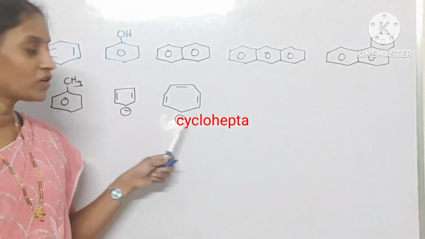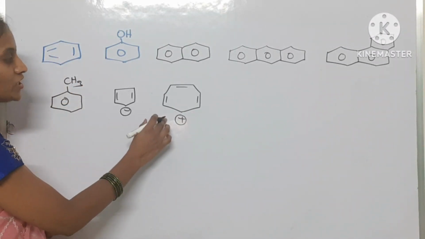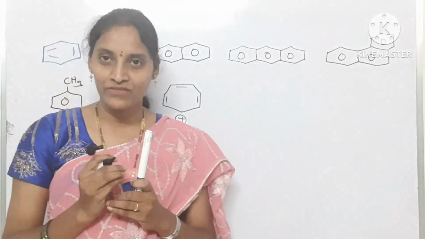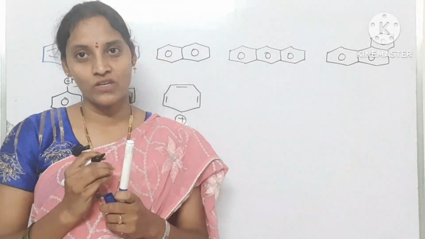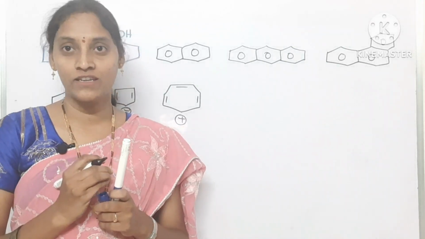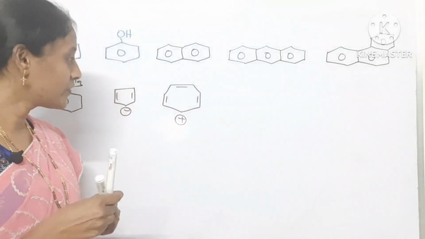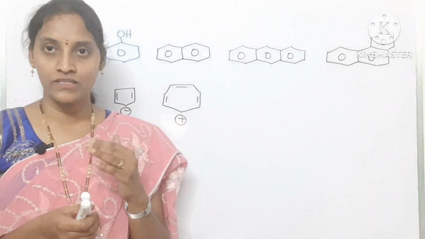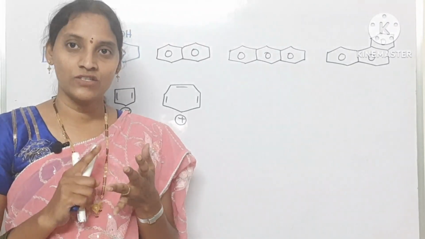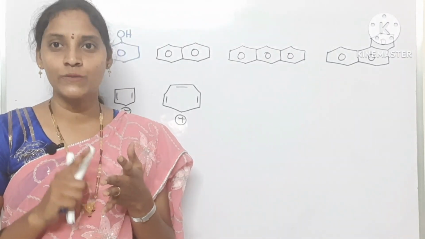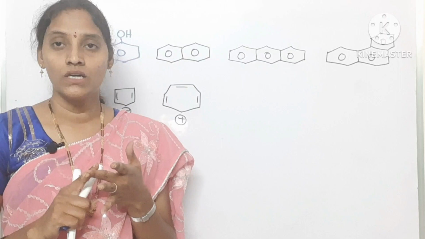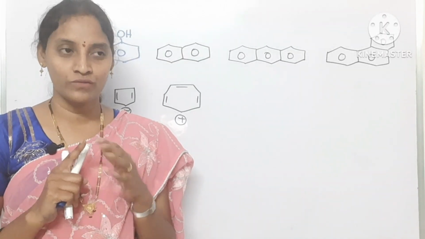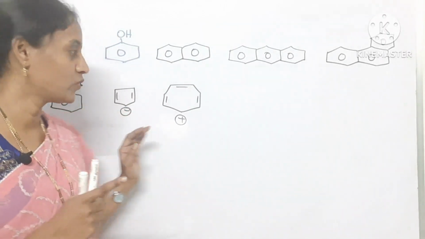These are not having a benzene ring, but they are aromatic in nature, because they possess those three conditions: planarity, delocalization of pi electrons, and Huckel's rule, nothing but a 4n plus 2 pi electron system, okay?